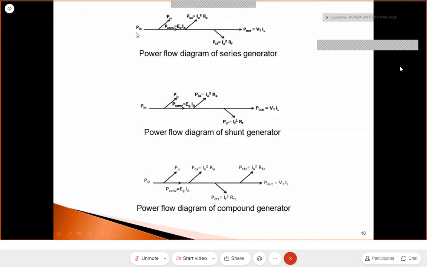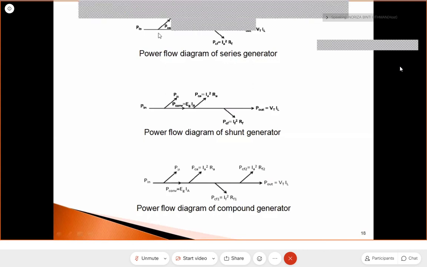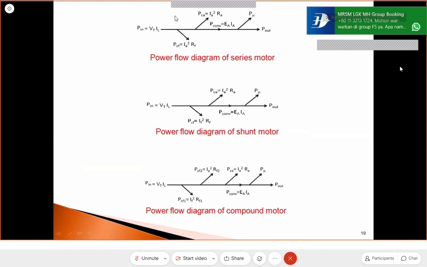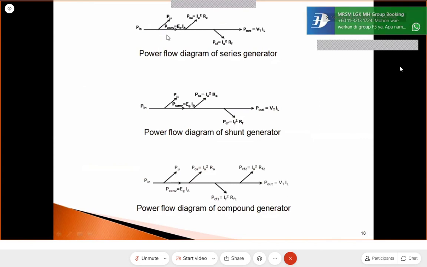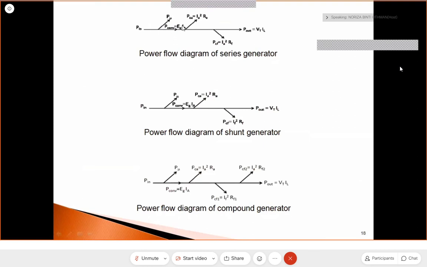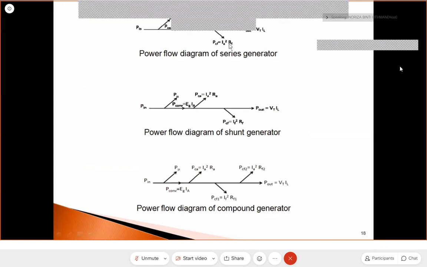Okay. And then, dia akan ada losses ni. Yang kalau you tengok yang branch yang sengit-sengit tu, that's the losses. Okay, losses yang mana P mu ni is the mechanical losses. Okay, and then kita ada P converted, yang mana formula dia adalah EaIa. And then PCA ni adalah loss dalam armature winding. And then PCF ni loss dalam field winding.